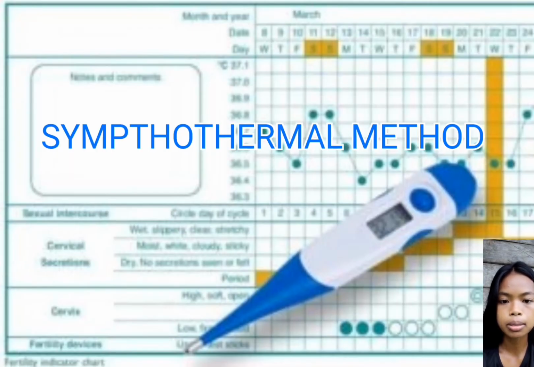Symptothermal method. A combination of the BBT method and the cervical mucus method. The woman takes her temperature every morning before getting up and also takes note of any changes in her cervical mucus every day. She abstains from coitus 3 days after a rise in her temperature or on the 4th day after the peak of mucus change. The symptothermal method has a significant advantage in effectiveness because it combines the calendar, cervical mucus, and temperature methods. However, this technique shares the same disadvantages that each of these techniques has individually.